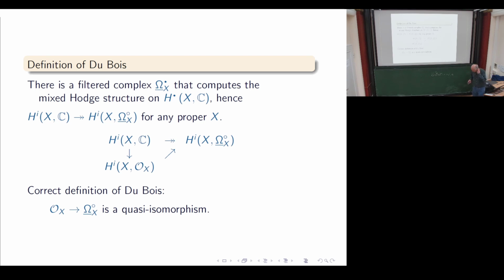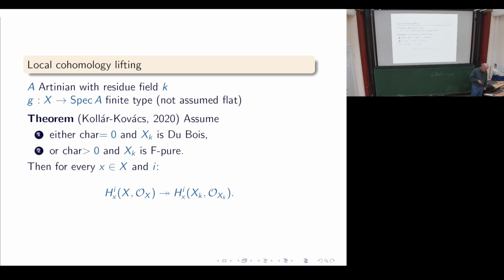But if you want to understand what Du Bois is, and what worked for the localized version, as I mentioned before, my incorrect definition of Du Bois worked only for proper schemes. If you want to prove something locally, then the right statement is this.